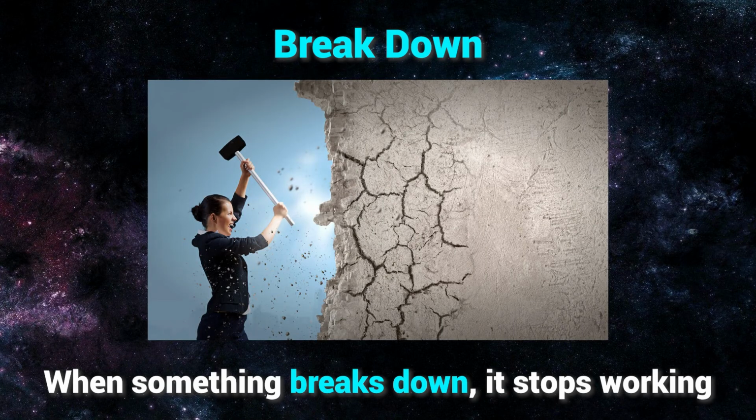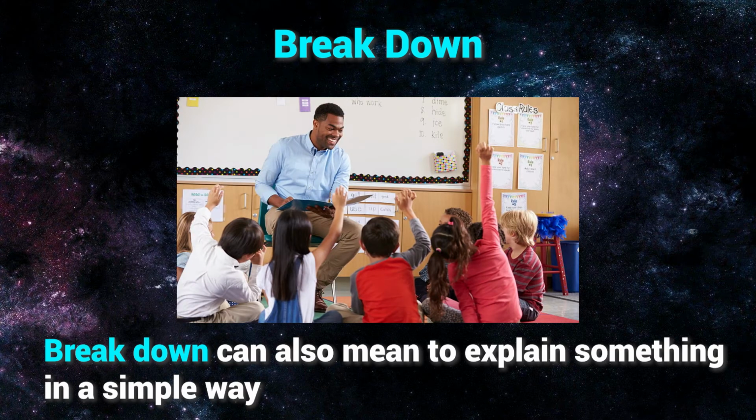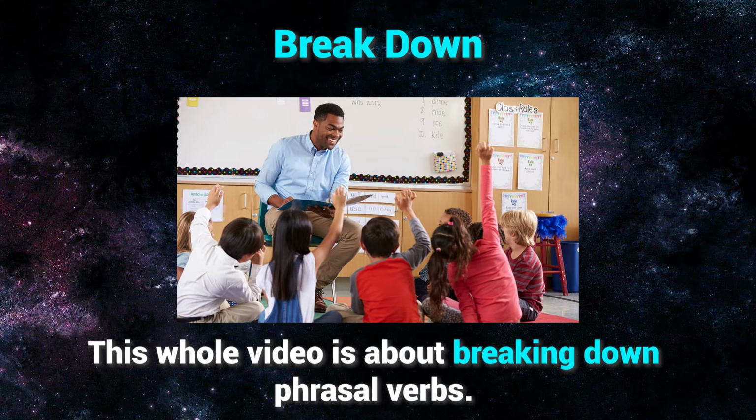The first one is the phrase break down. When something breaks down is when it stops working. For example, my car broke down on the side of the highway. Or you could use break down to talk about how someone explains something simply. Like, this whole video is about breaking down phrasal verbs so you can understand them.